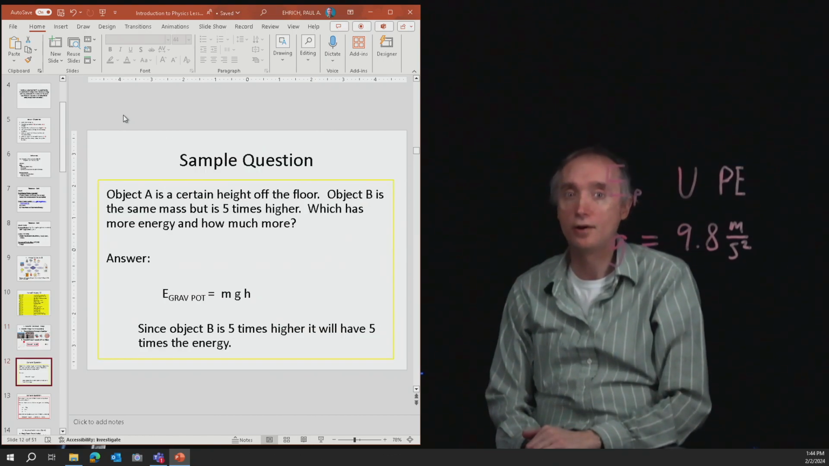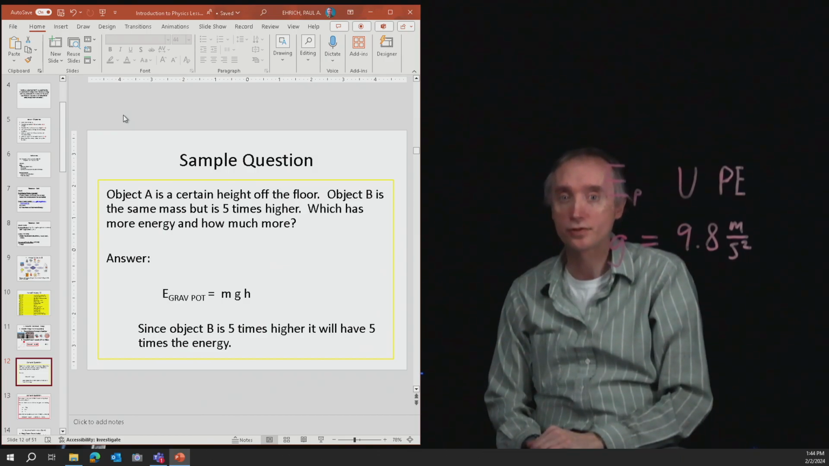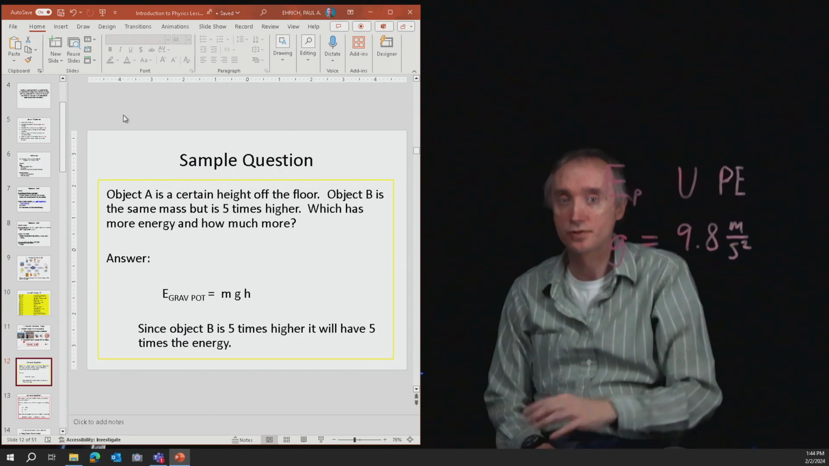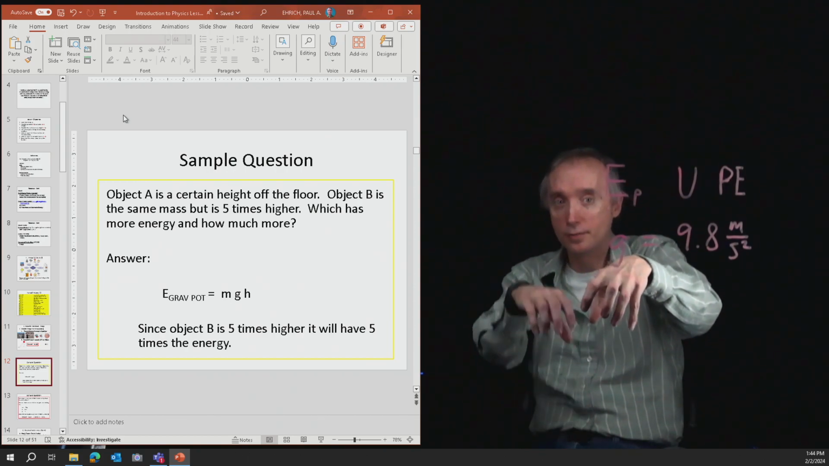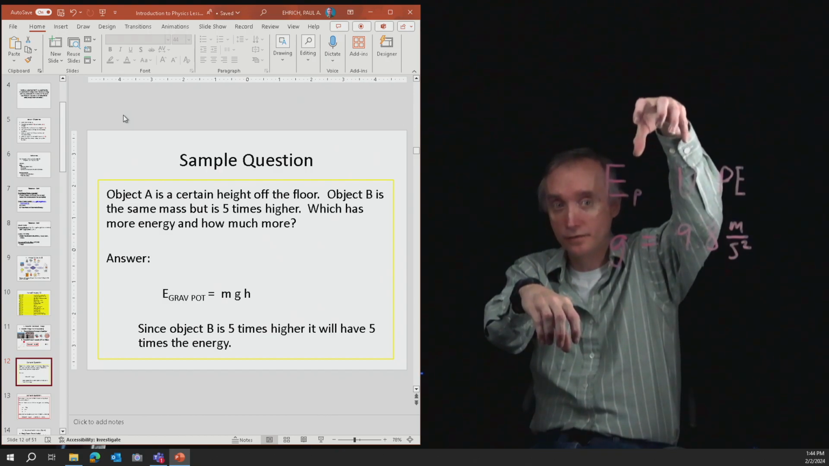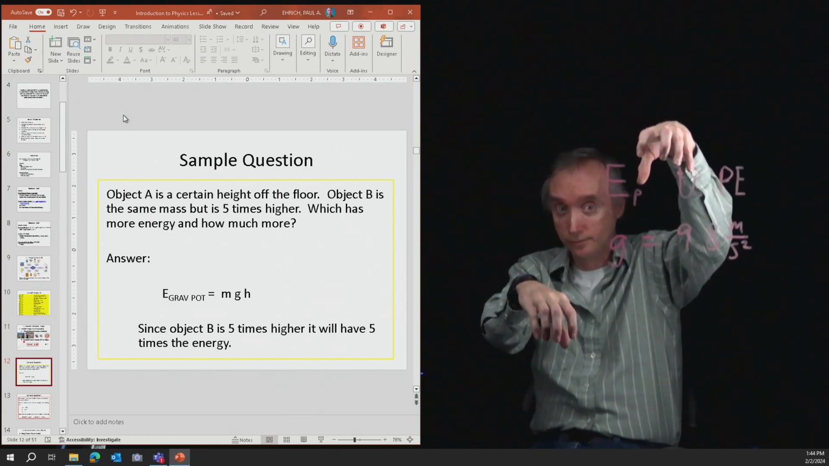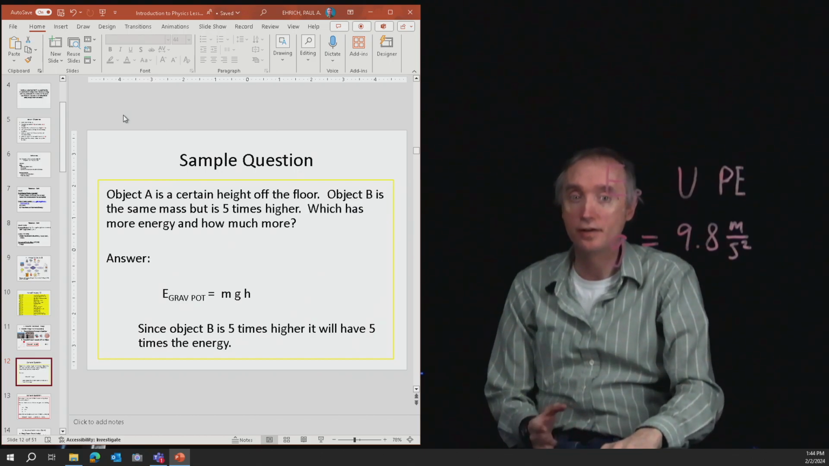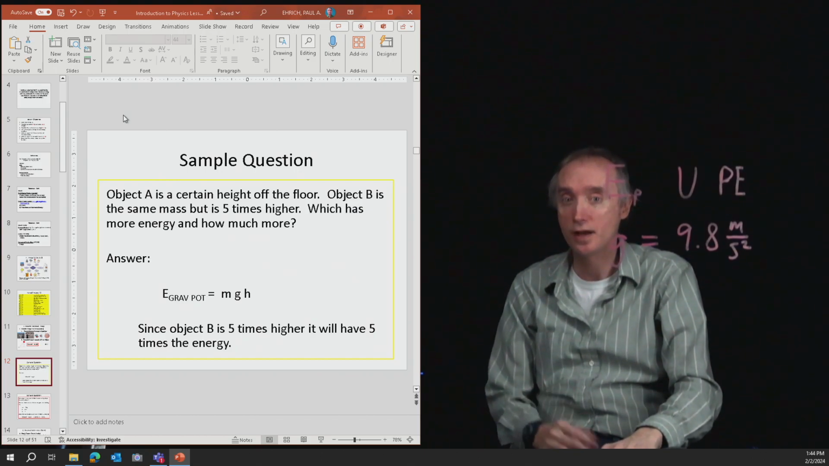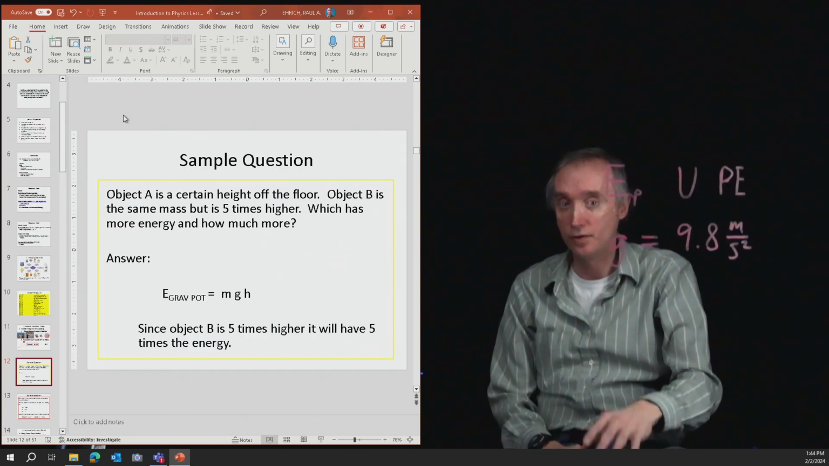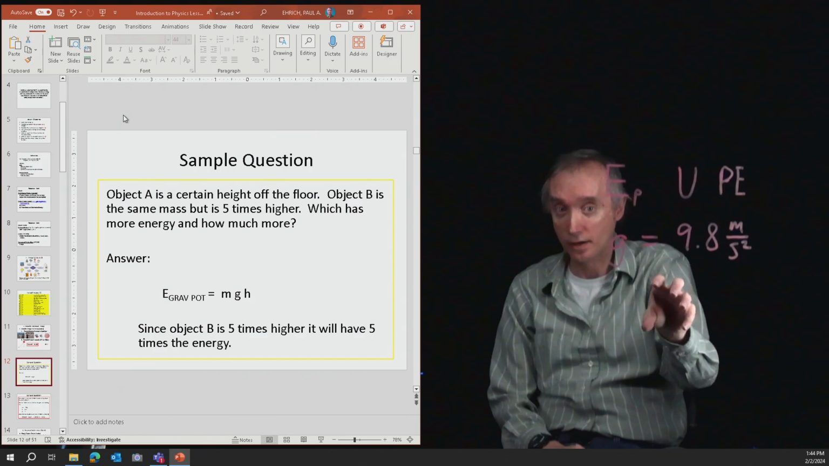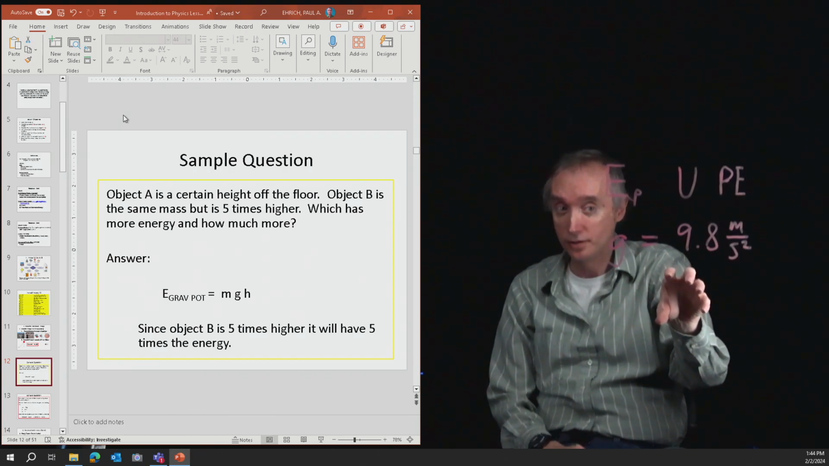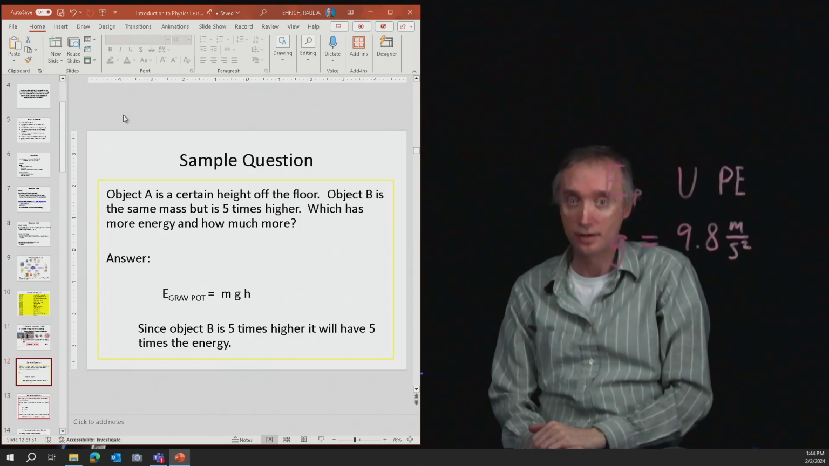So here is our conceptual type question where you have object A is a certain height off the floor, but object B is going to be 5 times higher off the floor. Which one of them has more energy and how much more energy? So if object B is 5 times higher, it's going to have 5 times the amount of energy. So if you multiply one side of the equation by 5 times h, you got to multiply the other side of the equation by 5. So it's going to have 5 times the potential energy.